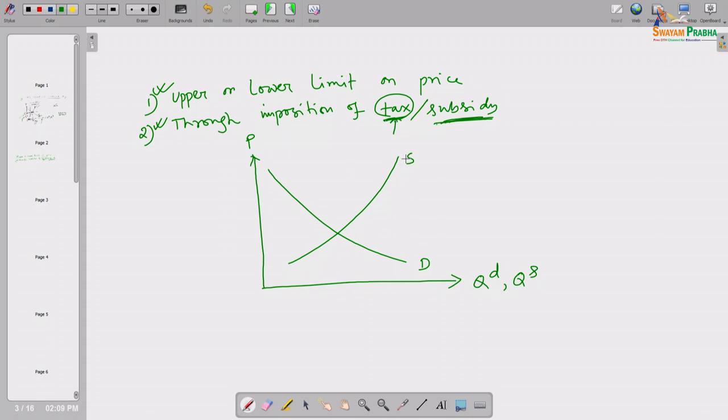So, actually, through the free market mechanism, this will be the equilibrium price. This means OP star will be the equilibrium price and say OQ star will be the equilibrium quantity in that market, right.